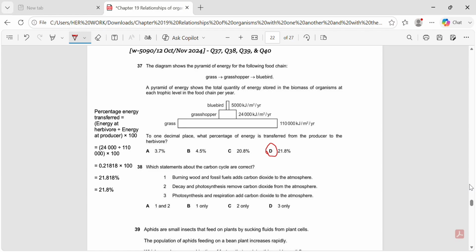The next question asks, which statements about the carbon cycle are correct? Statement 1 is correct because burning wood and fossil fuels releases carbon dioxide into the atmosphere. Statement 2 is incorrect because decay releases carbon dioxide rather than removing it, although photosynthesis does remove carbon dioxide. Statement 3 is also incorrect because photosynthesis removes carbon dioxide instead of adding it. So, B is the correct answer because only statement 1 is correct.